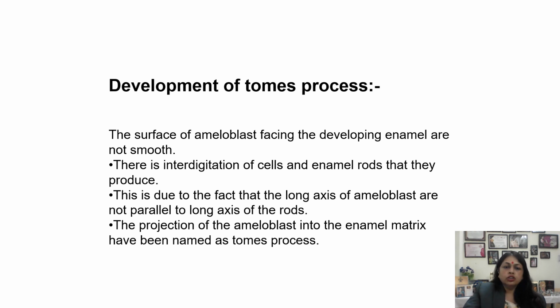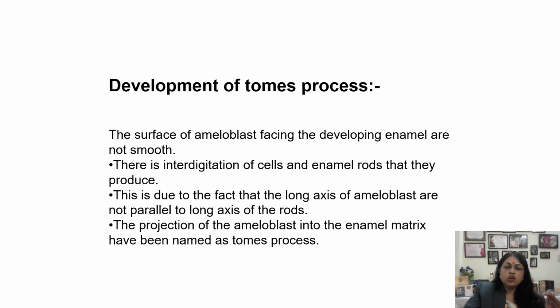Now the second part that happens in the process of enamel matrix formation is development of the Tomes process. The surface of ameloblasts facing the developing enamel is not smooth. There is interdigitation of cells and the enamel rods that they produce. Why are they not smooth? Because there has to be interdigitation, firm locking between the enamel and the dentine. And this is also because the long axis of ameloblast is not parallel to the long axis of the rods. This is the second reason.